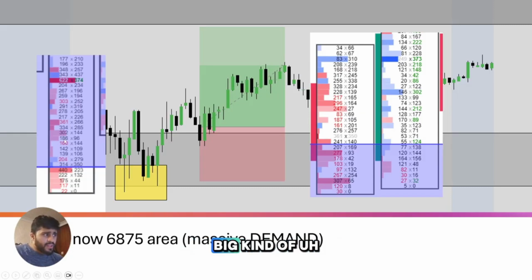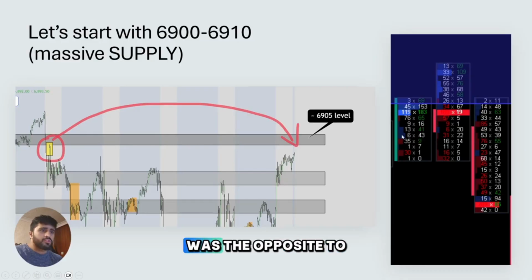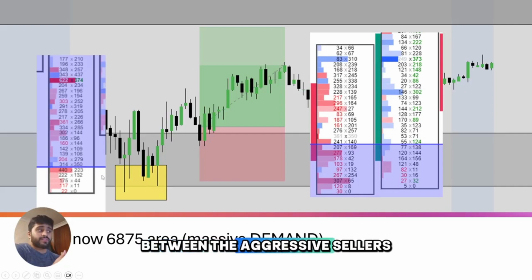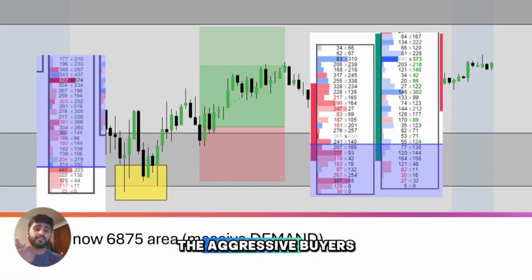We had this big red candle, so this big wick, and what was going on inside the wick was the opposite to here. So now we can see a lot of red delta. I'm just going to go over a few specific rows. 440 for 223, that's roughly a 2x difference between the aggressive sellers on the left and the aggressive buyers.